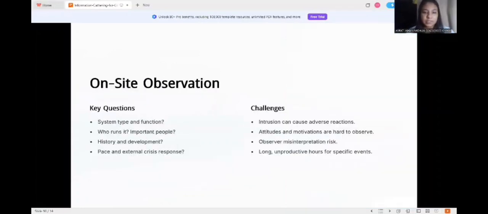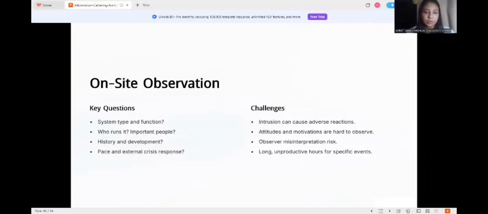Next, I will discuss on-site observation. In this method, we directly observe how a system or process works in real life. What is the system type and function, who runs it and who are the important people, what is its necessary history and development, and how does it respond in crisis and emergencies.